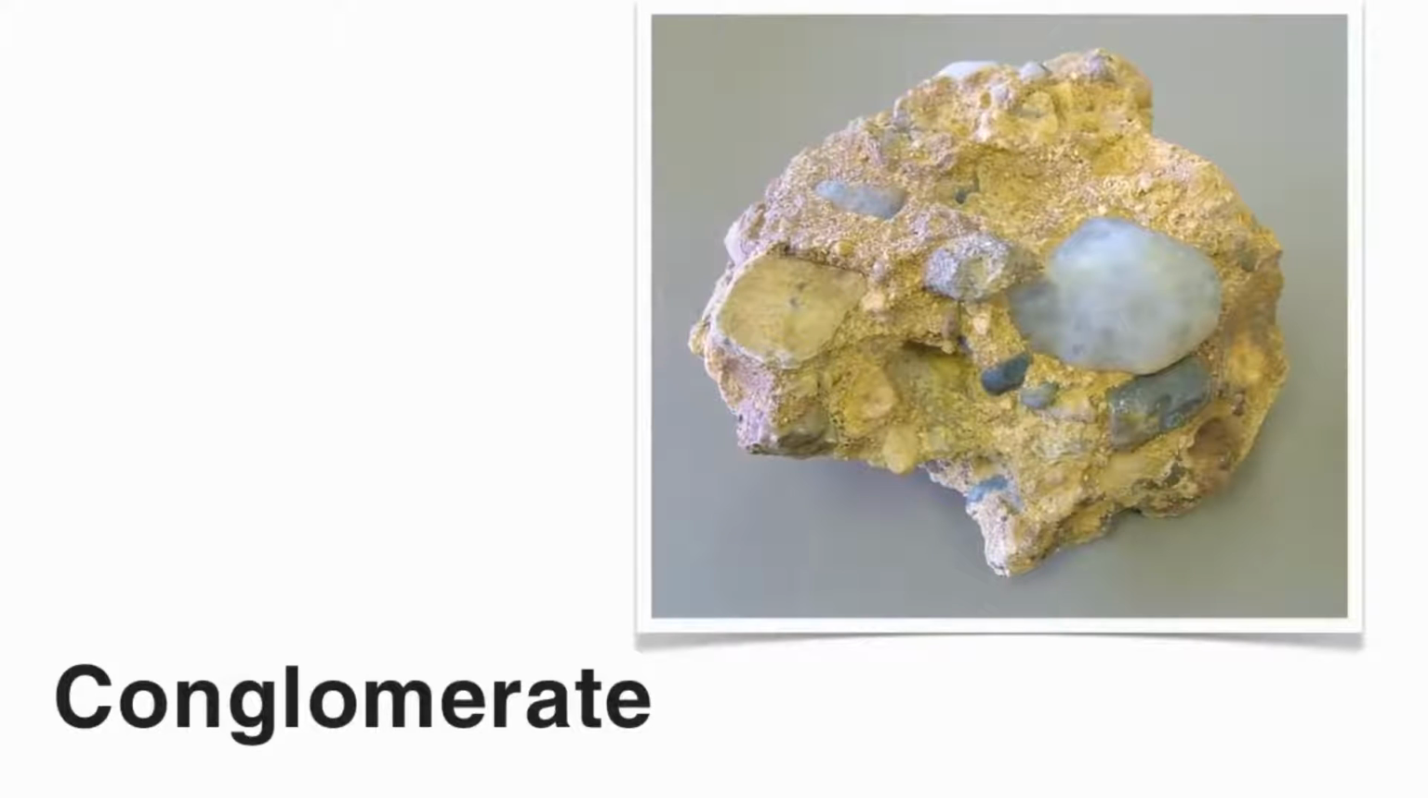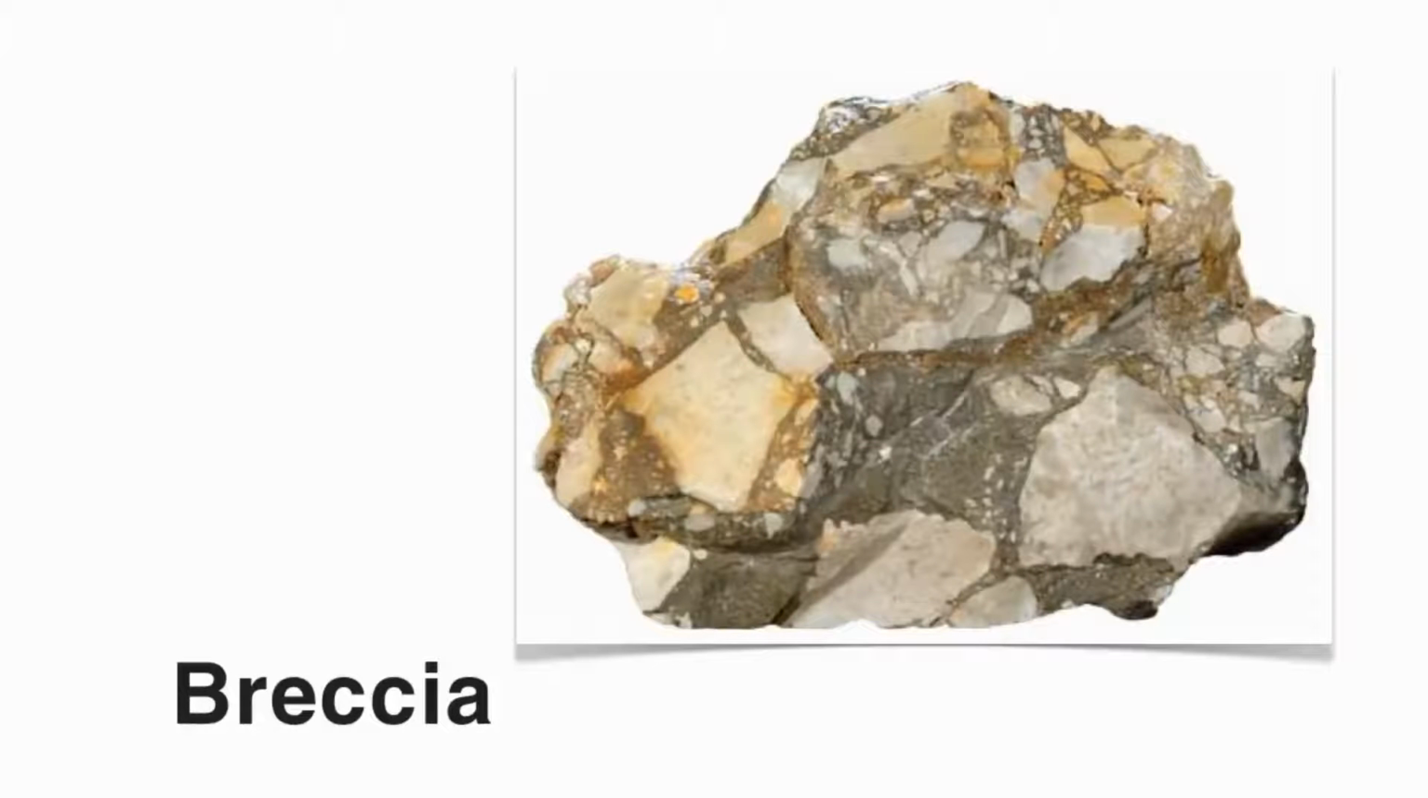Conglomerate is composed of all different size sediments or clasts compacted and cemented together. So you'll have big cobbles, pebbles, maybe even boulders, compacted with small sand, silt, and clay. Notice that the sediments in a conglomerate are rounded out, likely due to flowing water that ran over them sometime in the past. Very similar to a conglomerate is a breccia.